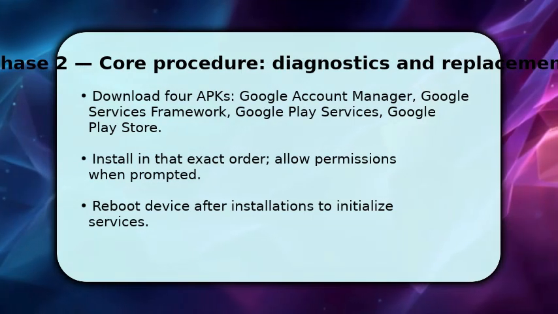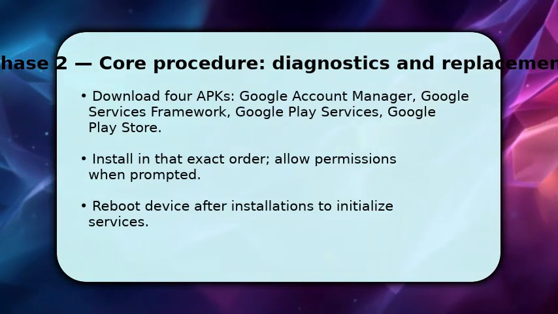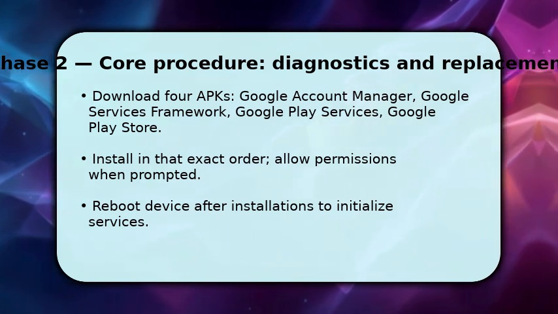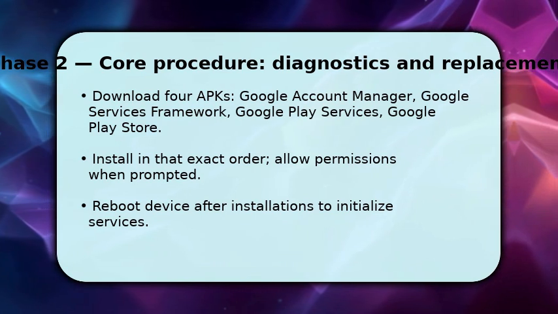You will download 4 APKs in sequence: Account Manager, Services Framework, Play Services, then Play Store. The order matters because dependencies install correctly.